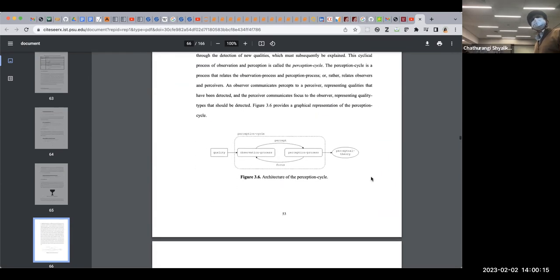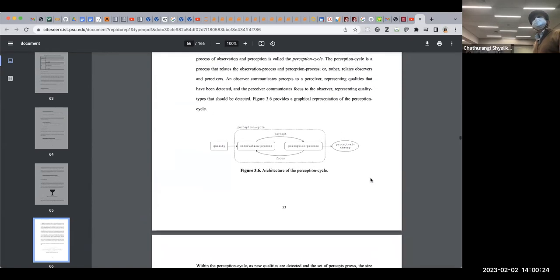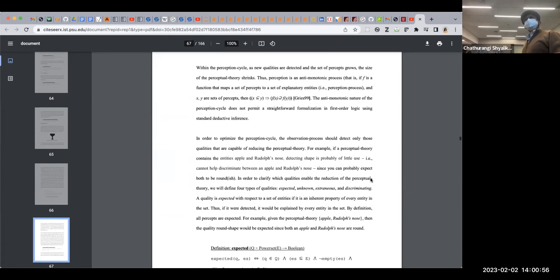I'm looking for one particular figure. Corey is another one who writes very, very well. He adapted this perception cycle: your observation process, you get a percept, then your perception process, you focus, meaning get more details, and you develop and validate a perceptual theory. How do you know this is an object and what that object is? That is the cognitive model that cognitive scientists have developed.